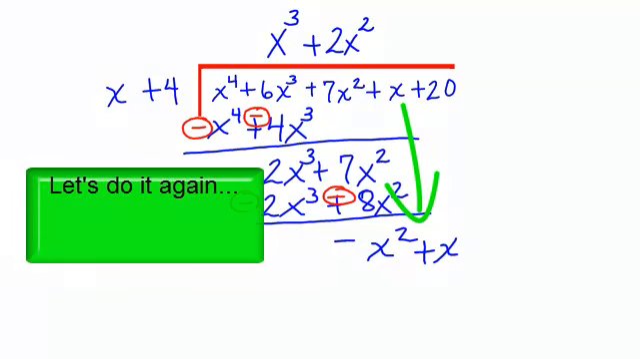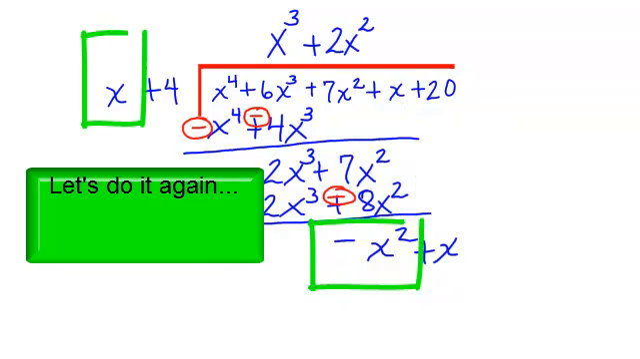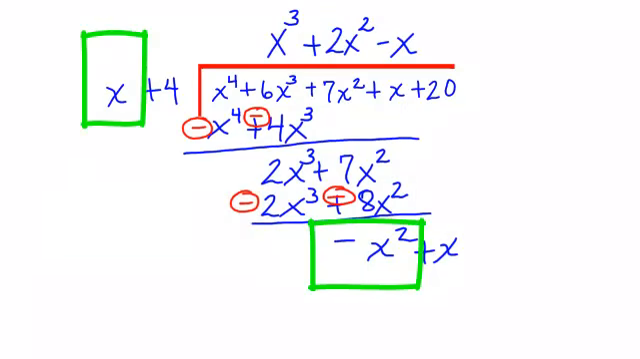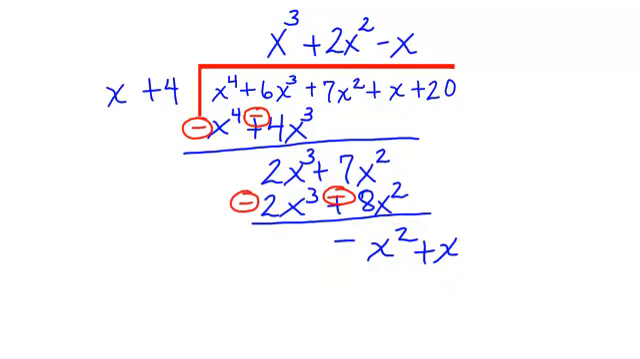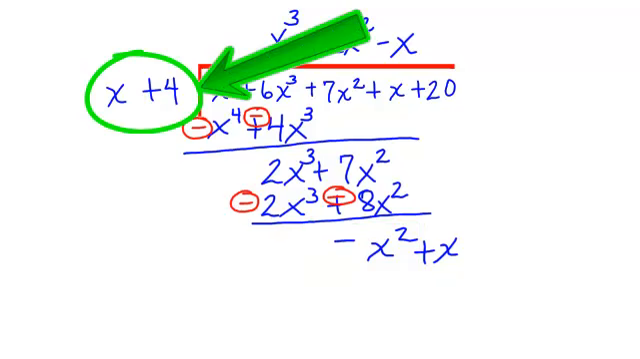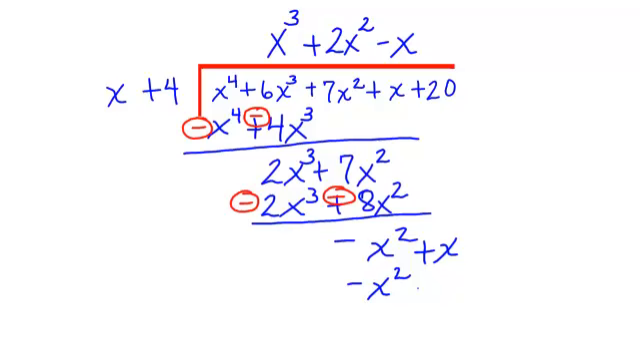And let's do it again. X will go into this negative x squared. I need a negative x. Take this negative x, multiply it by this binomial. Negative x times x is a negative x squared. Negative x times 4 is a negative 4x.